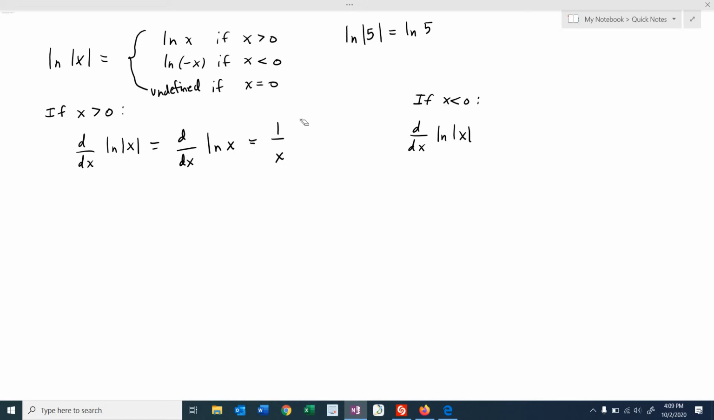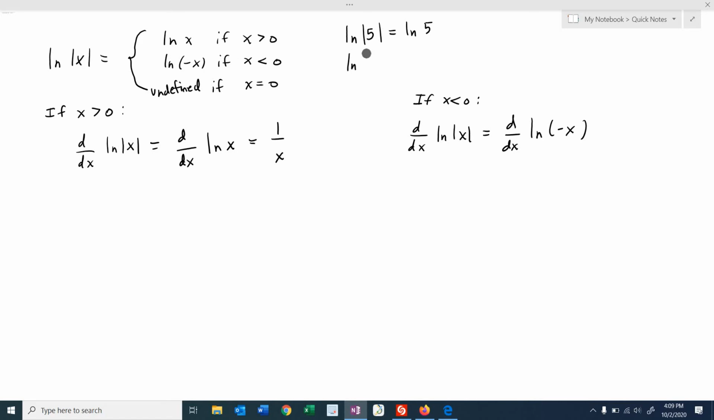Okay, so what if x is negative? All right, well, if x is negative, then the derivative of natural log of the absolute value of x is the same as finding the derivative of the natural log of negative x. And that's because if x is negative, then the natural log of the absolute value of x is actually the natural log of negative x.